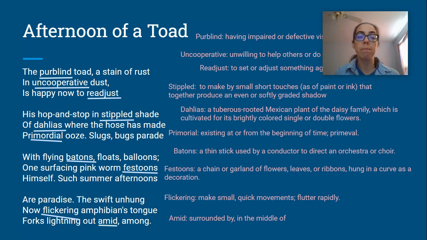So we see him there, and we kind of imagine him having a bunch of mud on his face, because toads actually have really good eyesight. So I don't think he's referring to him as being blind, but perhaps something is in his way.